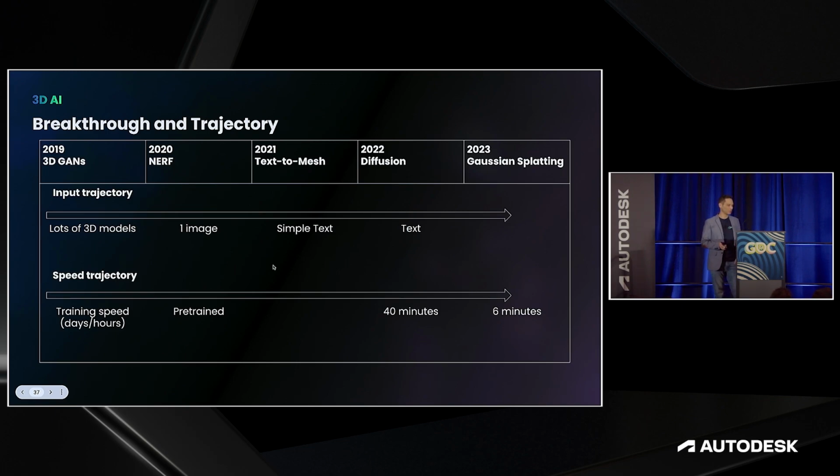And when you look at speed, with GANs you had to train for each domain, so that takes days. We moved to pre-trained models, and when NERFs were 30 minutes, it went down to 6 minutes. So big improvements on those two axes. But you know what didn't improve nearly as much over the years?